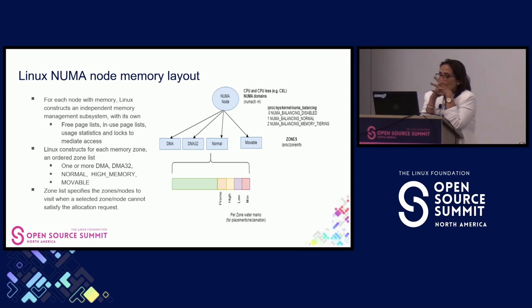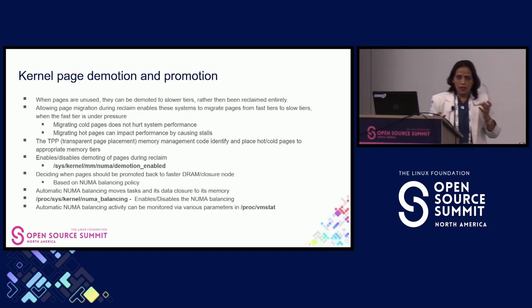So here, if we look at the NUMA node memory layout, in each node with memory, Linux constructs independent memory management subsystems, and each node will have multiple zones, which have their own free list, in-use page list, usage statistics and locks, all the things to maintain the different zones. These zones can be one or more of the standard ones: DMA, DMA32, normal zone, high memory, movable. And the zone list specifies the zones and nodes to visit when a selected zone cannot satisfy the memory allocations. So this is the basic concept that works behind memory tiering.